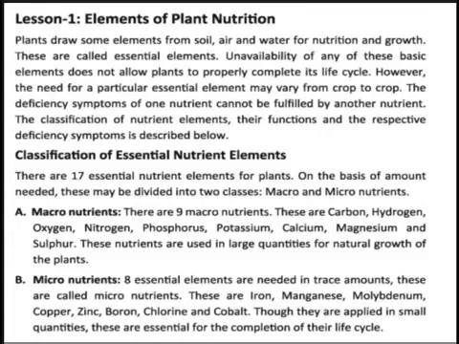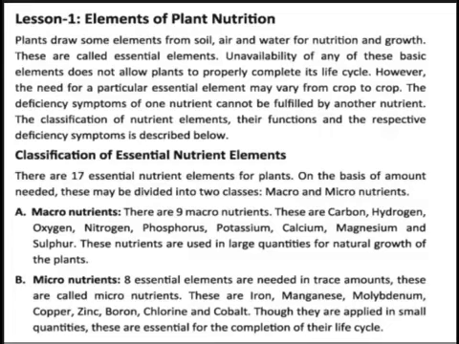There are 9 macronutrients. These are carbon, hydrogen, oxygen, nitrogen, phosphorus, potassium, calcium, magnesium and sulfur. These nutrients are used in a large quantity for the natural growth of the plant. That means these 9 elements are used more, and that is why they are called macro.